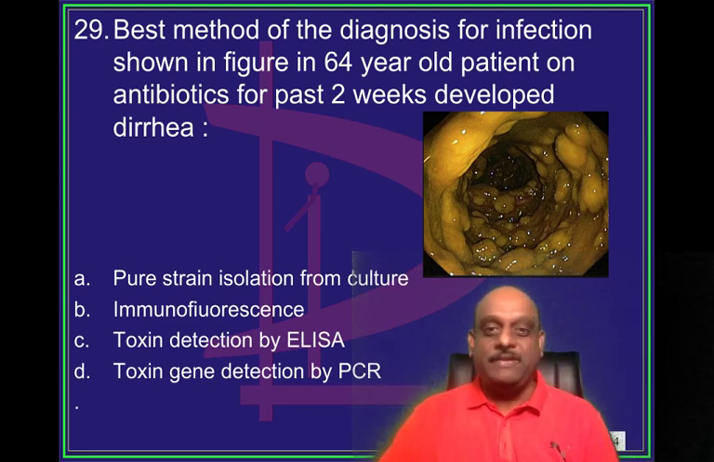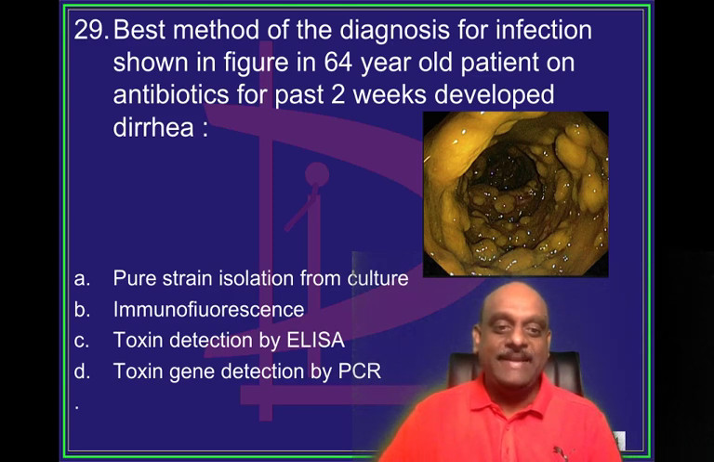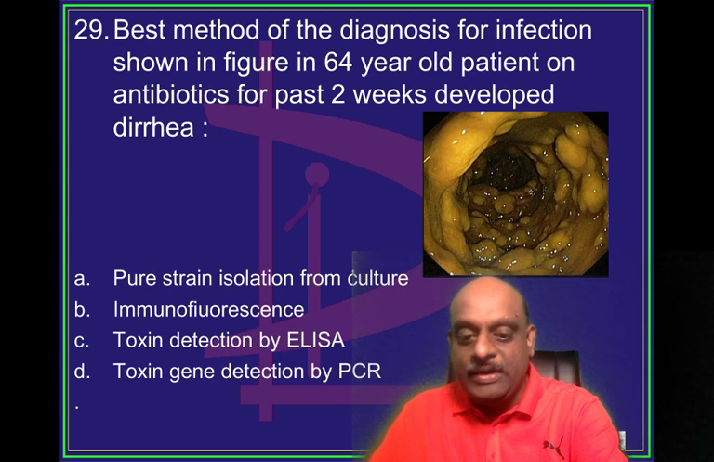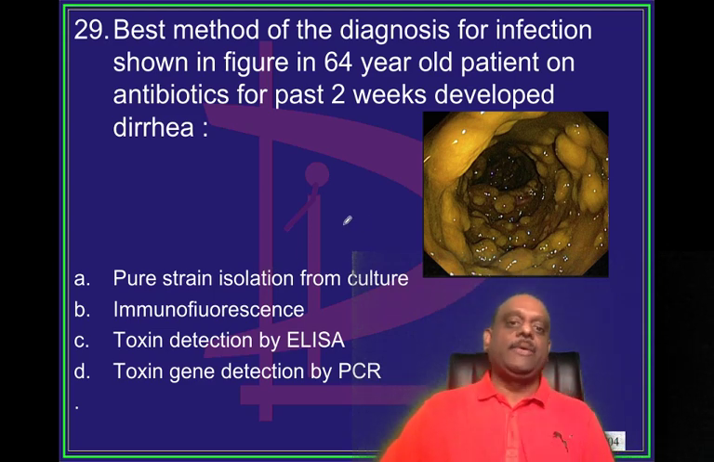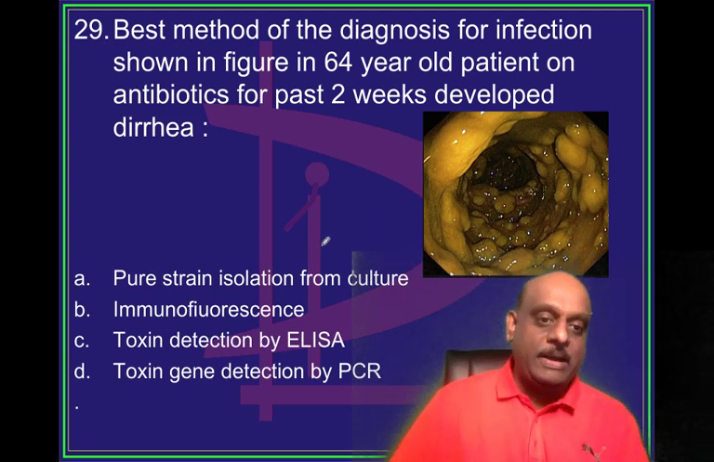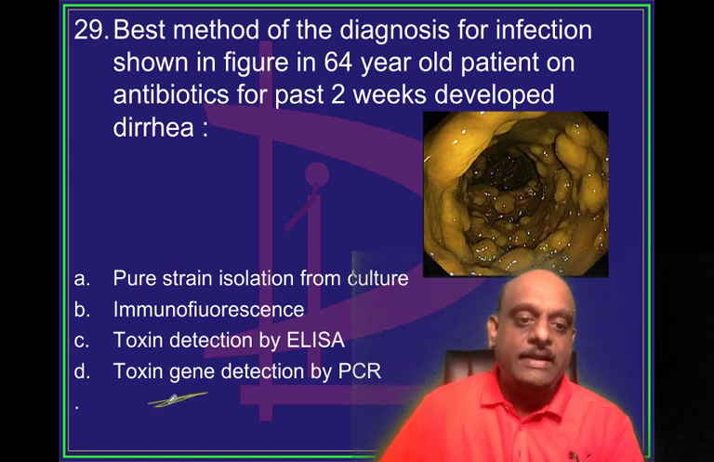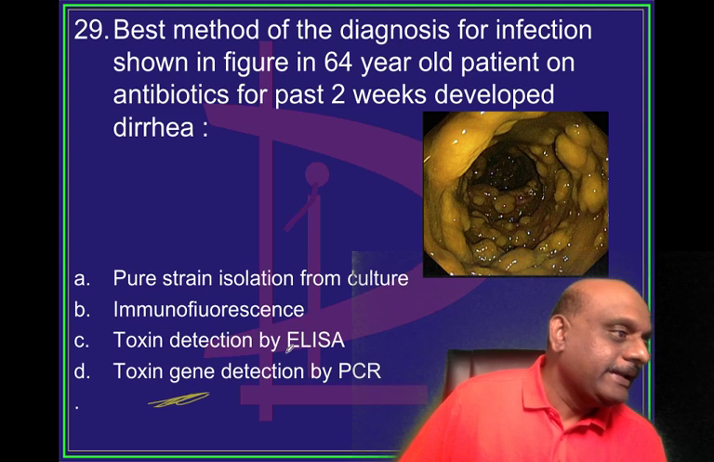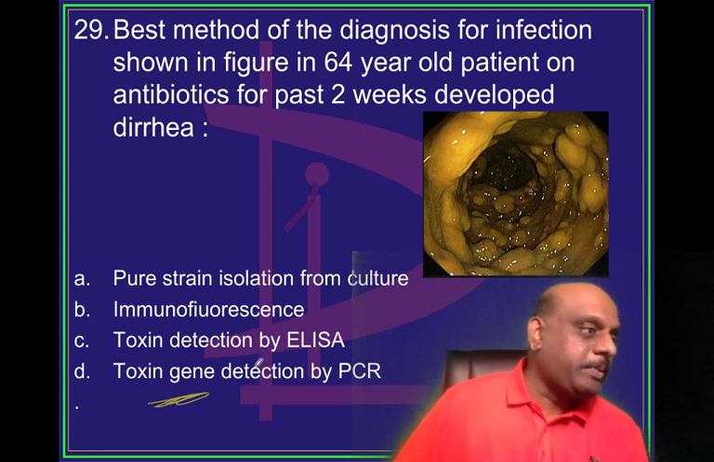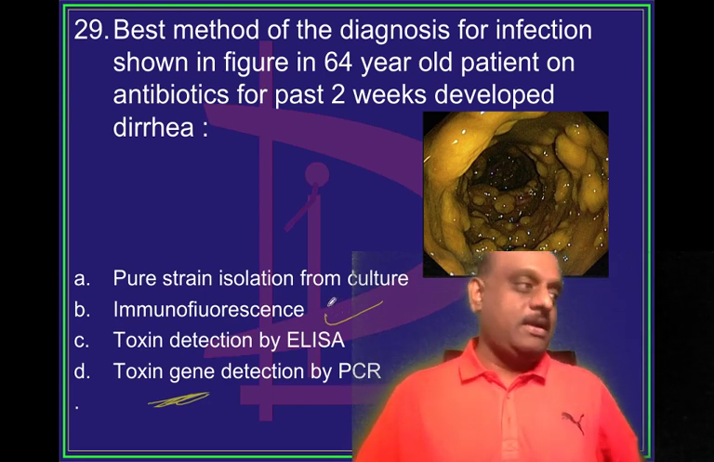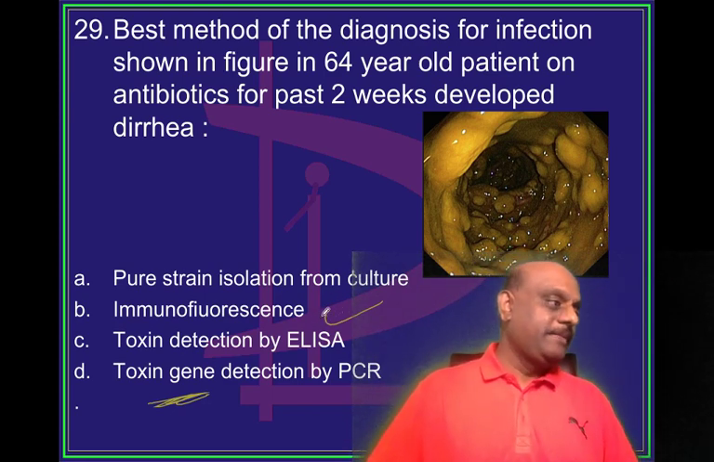So, what is your answer for this question? So, question number 29. Look at the history and look at the endoscopy and answer, sir. Sudha Shukla proposes toxin gene directly. Okay. Then Ritu Raj is proposing toxin detection by ELISA. Right. Very good. Toxin detection by ELISA.